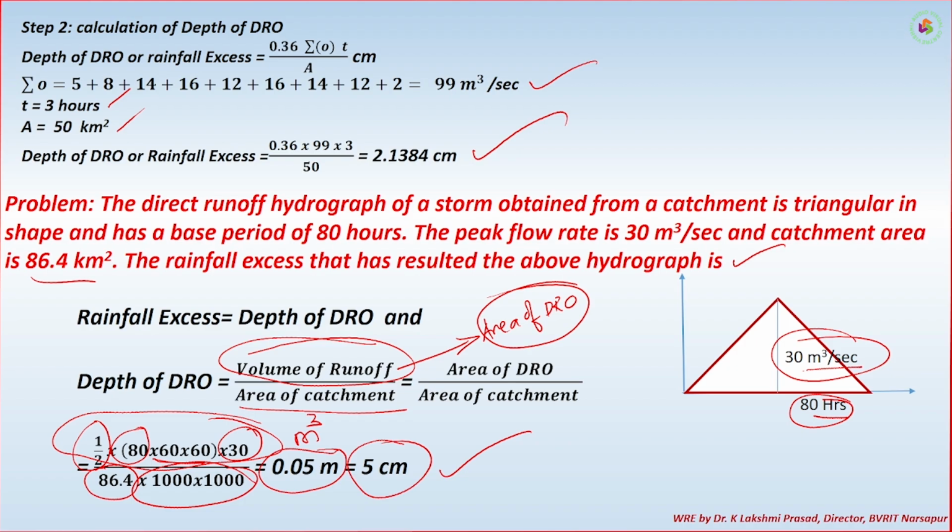So it is a one-minute question in the GATE exam. The moment you see such things, the depth of the direct runoff is nothing but the volume divided by the catchment area. But you should be very careful with units.